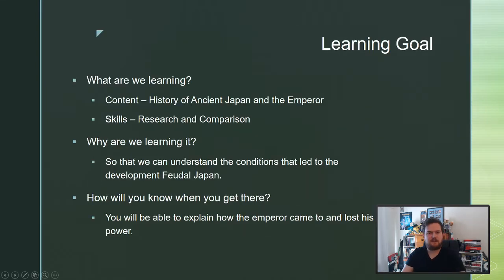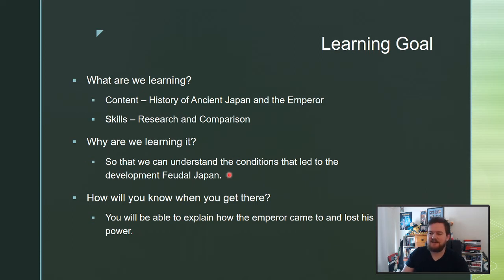I'll go to our learning goals. You might remember our proficiency scales. There are some things that we need to do to prove that you've learnt the stuff you've learnt, which you obviously will be able to do. I'll turn on my little laser pointer so I can tell you what things you're looking for. This week, we are looking for 2 things: content and some skills. The content is the history of ancient Japan and the emperor. The skill you're going to be working on is research and comparison. So how you go about researching things, how you go about comparing things.